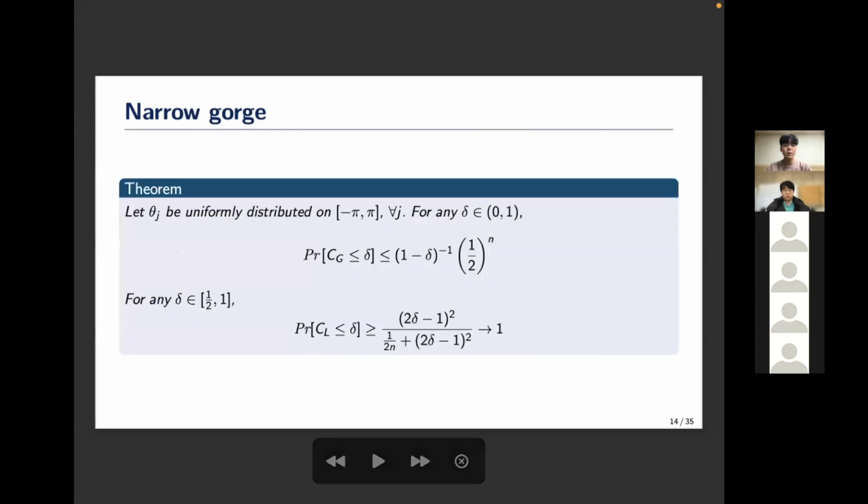This theorem is about the probability of the parameters existing in the narrow gorges. We can see that for the global cost function, the probability is very low, but for the local cost function, the probability is almost 1, so there are no narrow gorges in the local cost functions.